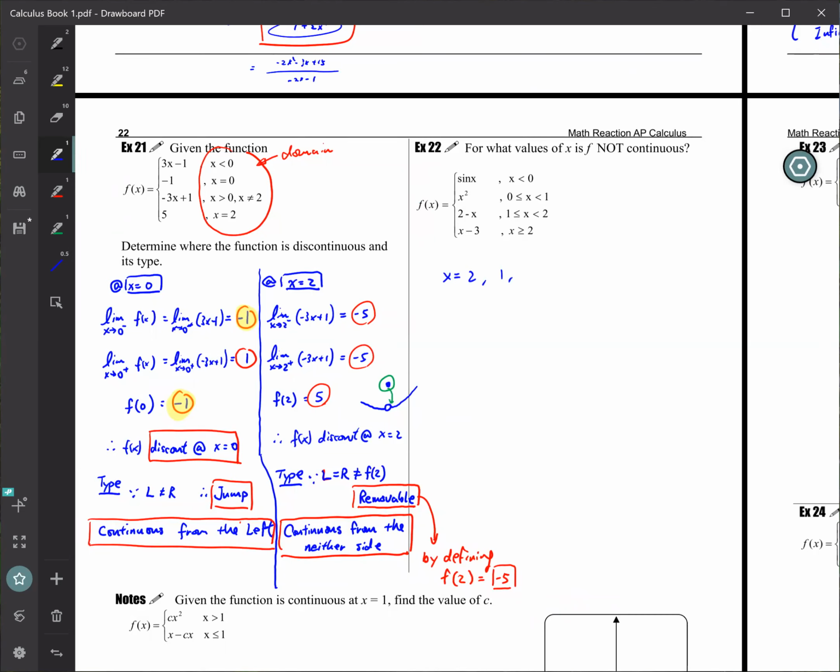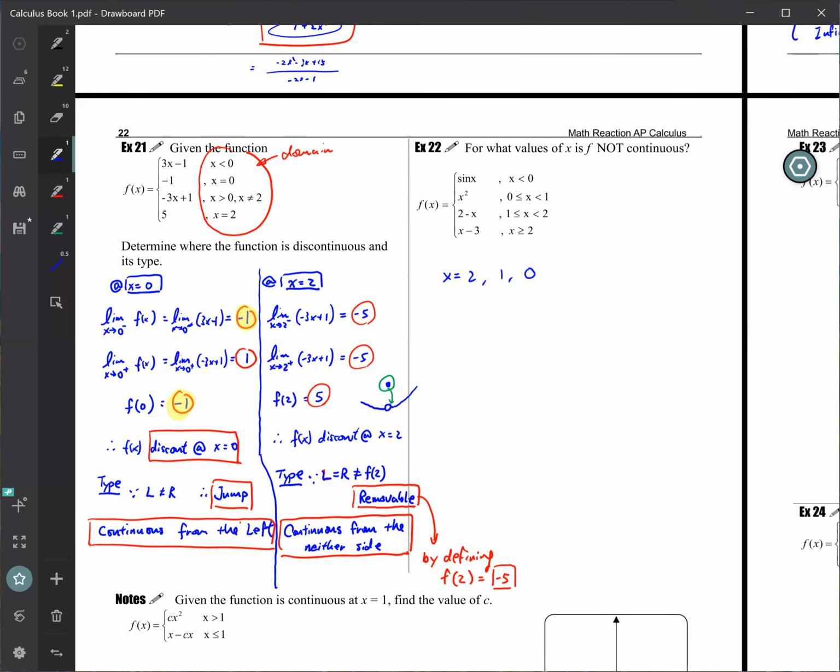Oh yeah, I guess x equals 0 because sine x is a little more unpredictable when you look at it. As long as it happens on the domain, those are the possible places to be discontinuous. Oh wait, 0, 1, and 2 is all of them.